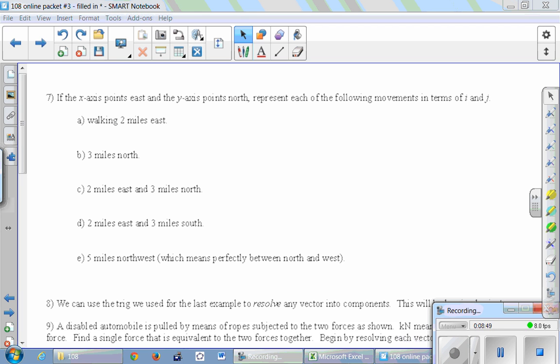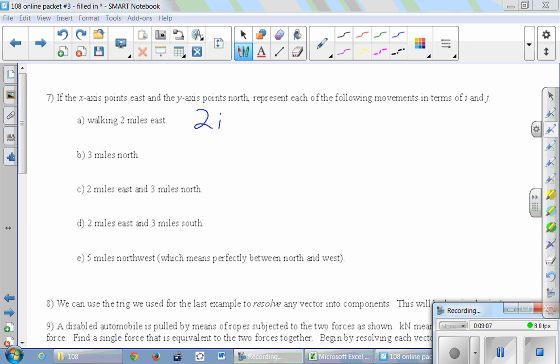If the x-axis points east and the y-axis points north, represent each of the following movements in terms of i and j. This will be a good time to pause the video and see if you can write your answers to each of these problems. If you're really not sure what's going on here, we'll do the first one together. Walking 2 miles east, that's 2 in the positive x direction, so that's 2i. So pause the video, see if you can come back after you've done these 4.